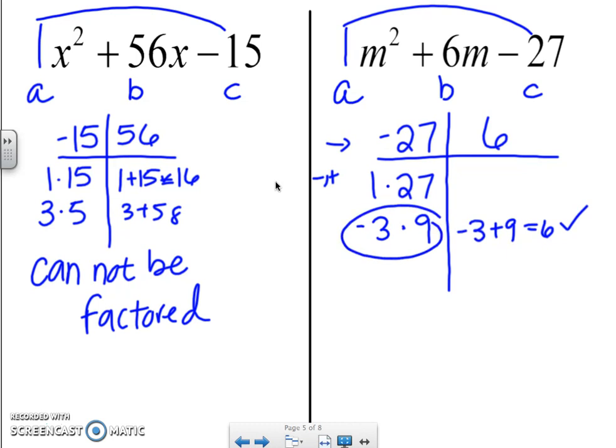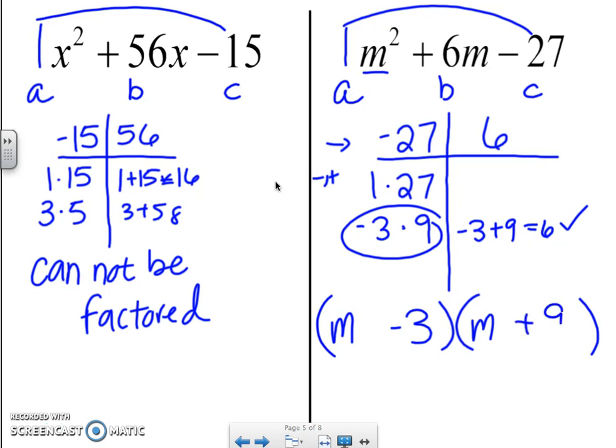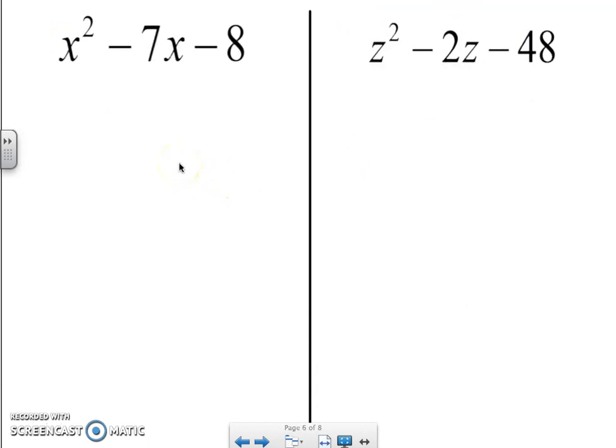So again, going to write your parentheses. In this case, we have m's, so I'm going to have m on the first term of each of those, and then write my factors in the parentheses. So m minus 3 and m plus 9. Again, you could have m plus 9 first, doesn't really matter. Okay, so now why don't you try the last 4 on your own, and then I'll go over the answers with you.